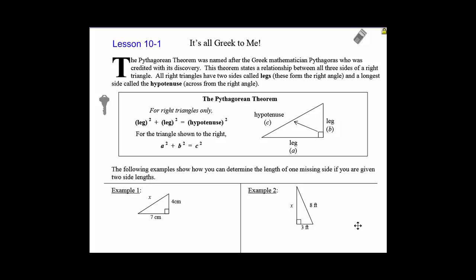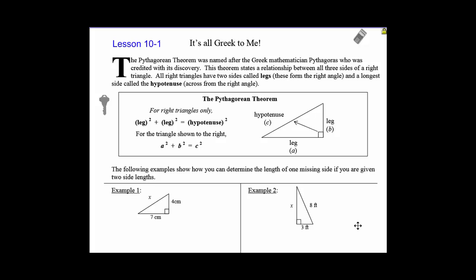The Pythagorean Theorem was named after a Greek mathematician named Pythagoras, who was credited with its discovery. This theorem states that there's a relationship between the sides in a right triangle. The two sides that form the right angle are called the legs, and the third side, which is across from the right angle, is called the hypotenuse.